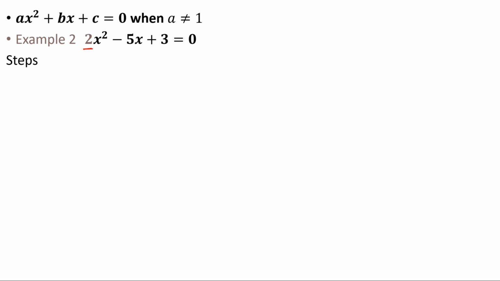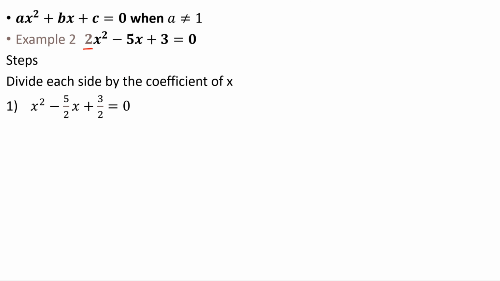Divide the entire equation by the coefficient of x squared, in this case 2. So when we do that, we get x squared minus 5 by 2 x plus 3 by 2 equals 0 by 2. So the same thing I have written here, 2 by 2 is 1. Okay. So this is what you would get. Then next, follow the same steps as you did in the previous question.